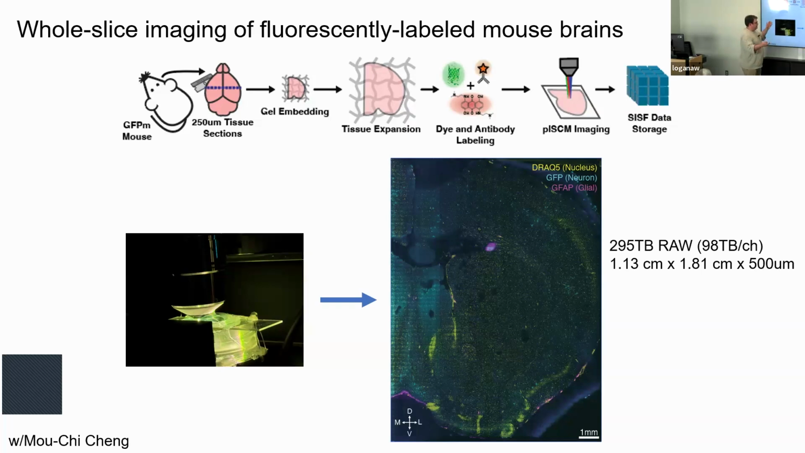And then once you get the data into the server and put it all together, it looks something like this, right? So this is a whole slice of half of a mouse brain. If you cut it down the middle, this is kind of the shape you get. And this data set is 295 terabytes in its raw state.